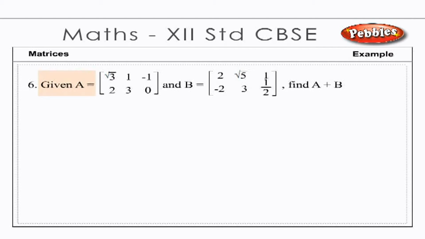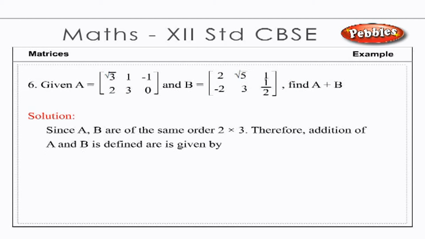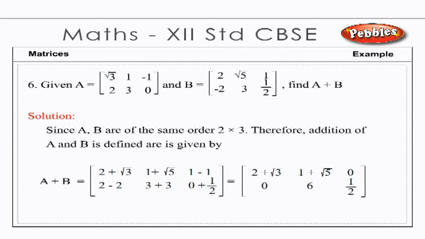Example: given A = [root 3, 1, minus 1; 2, 3, 0] and B = [2, root 5, 1; minus 2, 3, 1/2]. Find A plus B. Solution. Since A and B are of the same order, 2 into 3, therefore addition of A and B is defined. A plus B is given by [2 plus root 3, 1 plus root 5, 1 minus 1; 2 minus 2, 3 plus 3, 0 plus 1/2], which equals [2 plus root 3, 1 plus root 5, 0; 0, 6, 1/2].